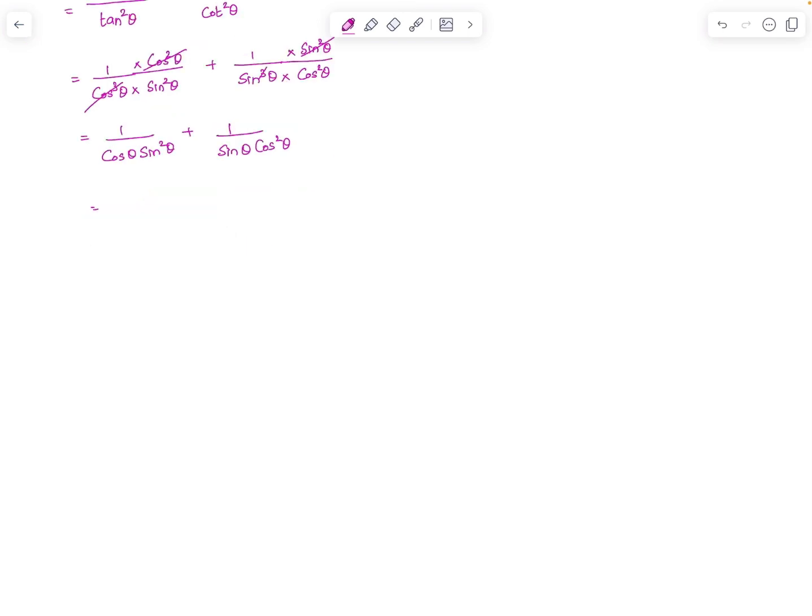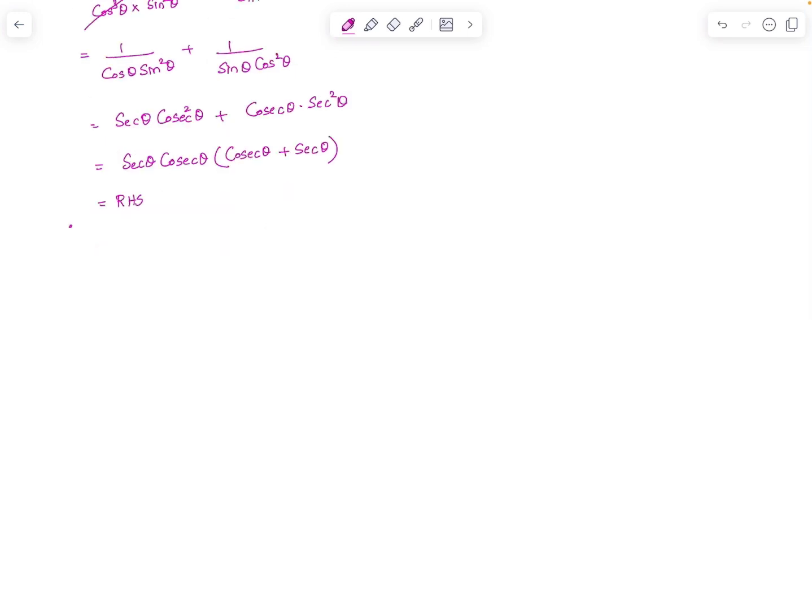Here 1 upon cos theta can be written as sec theta and 1 upon sine square theta becomes cosec square theta plus 1 upon sine theta is cosec theta and 1 upon cos square theta is sec square theta. So from this we can take out 1 sec theta and 1 cosec theta as common, leaving behind cosec theta plus sec theta, which is the RHS. Since LHS is equal to RHS, hence proved.